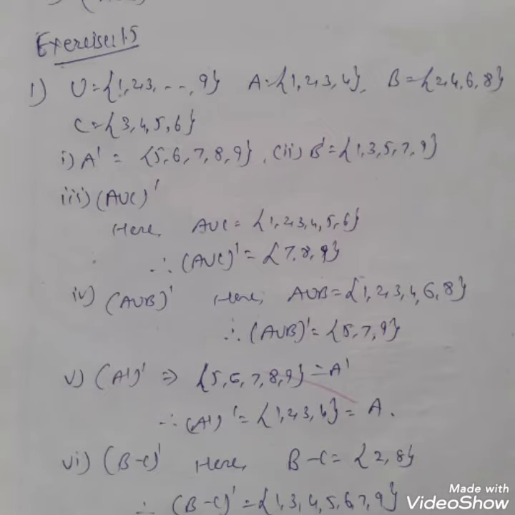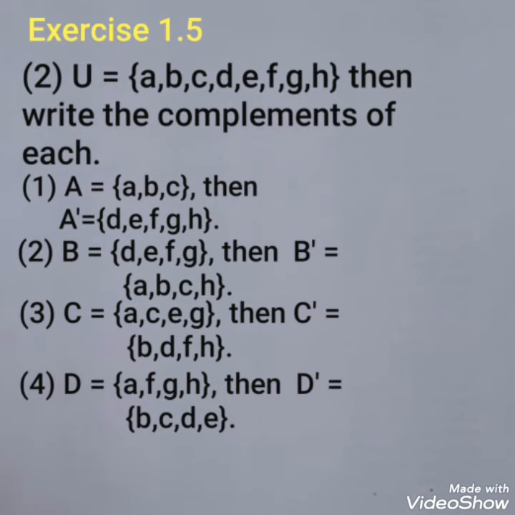Now we have to find (B difference C)'. So here first we find B difference C, meaning elements that are present in B but not in C. So 2 is not present in C, 8 is not present in C. So B difference C will be 2, 8. Now we have to write the complement of set B difference C. So the elements present in U but not in B difference C are only 1, 3, 4, 5, 6, 7, 9. So those elements are lying in the complement of B difference C. So (B difference C)' is 1, 3, 4, 5, 6, 7, 9.